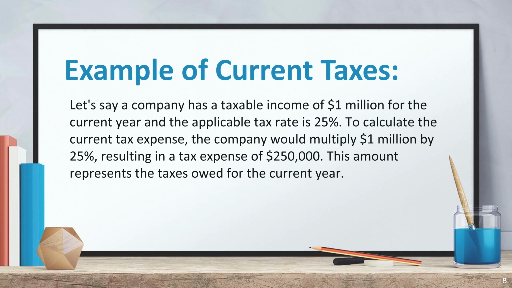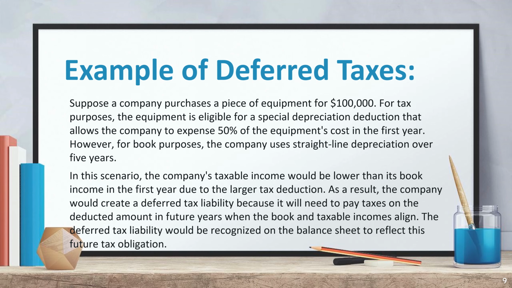Here are a few examples to help further illustrate ASC 740 and its application. Example of current taxes. Let's say a company has a taxable income of $1 million for the current year, and the applicable tax rate is 25%. To calculate the current tax expense, the company would multiply $1 million by 25%, resulting in a tax expense of $250,000. This amount represents the taxes owed for the current year.